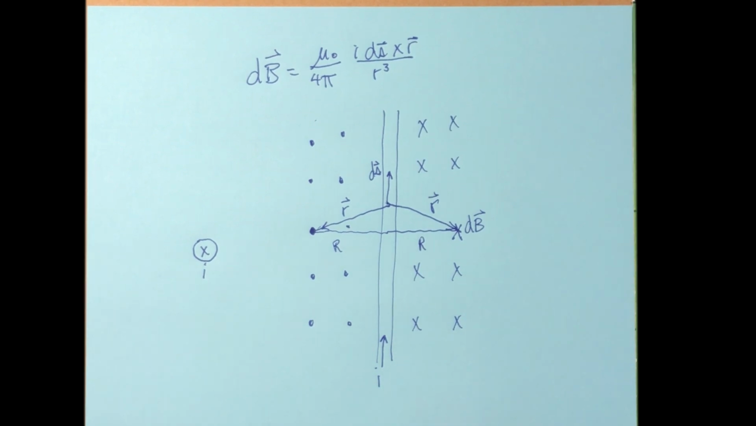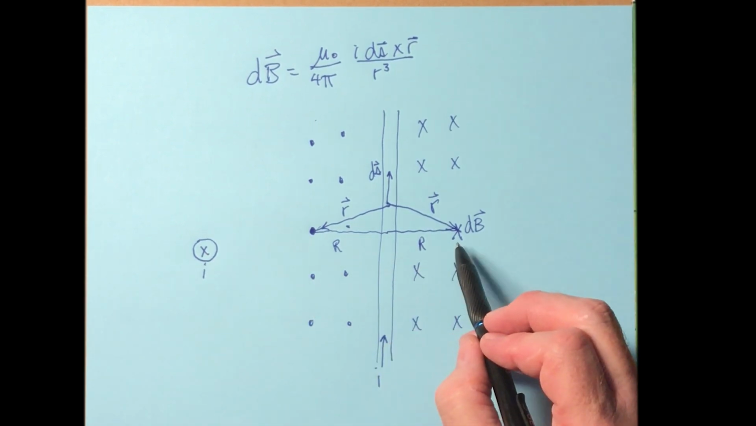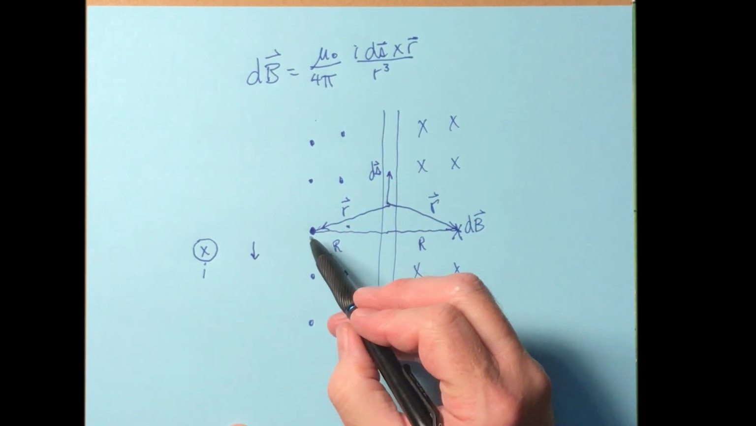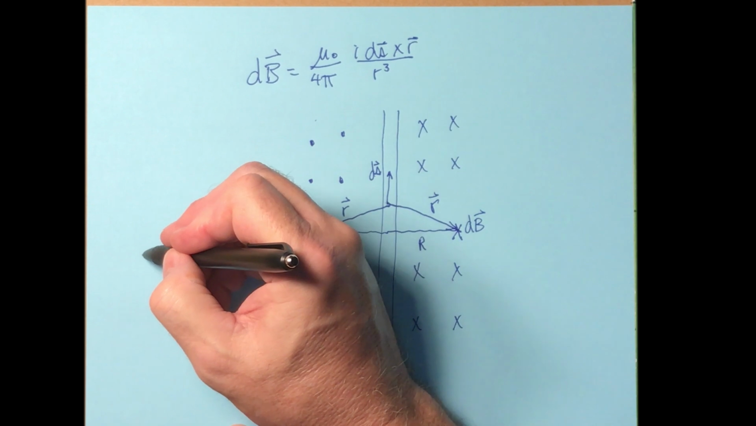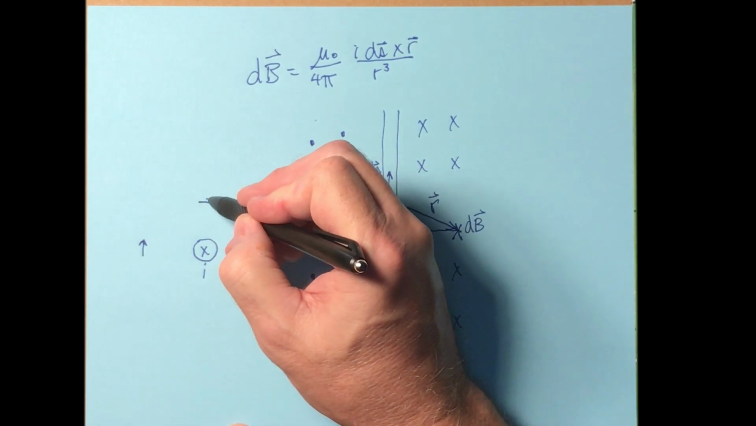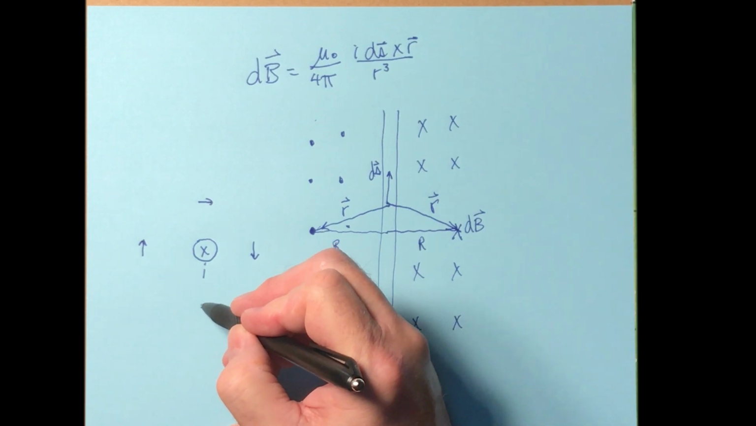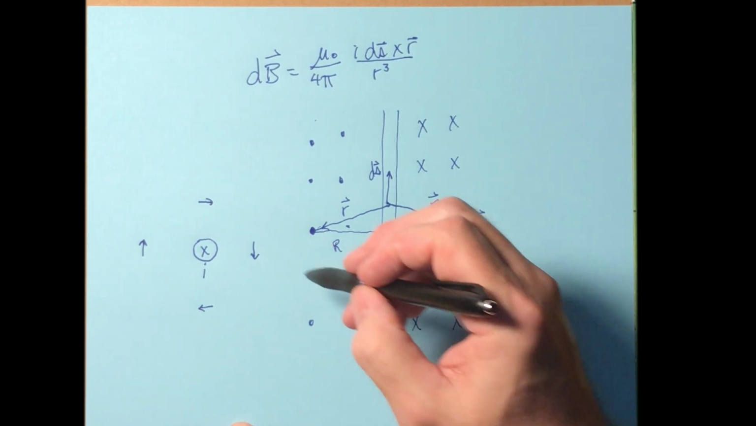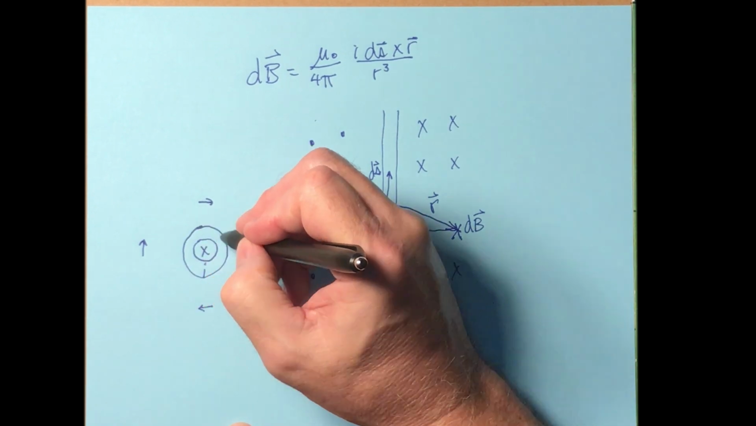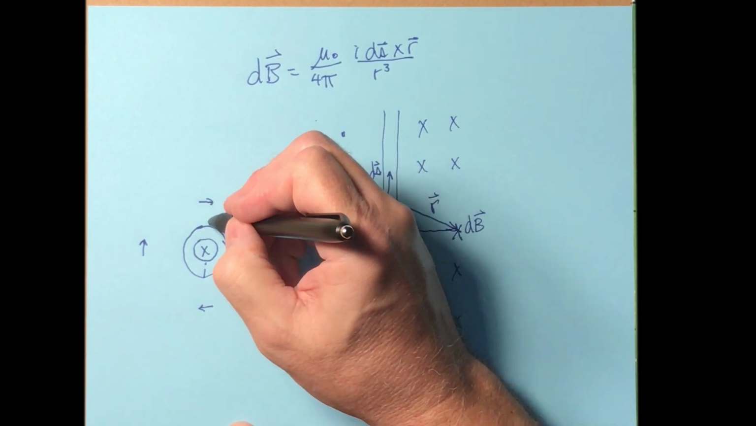All right, so what about over here on the right-hand side? Well, the magnetic field is going down. Over here on the left-hand side, the magnetic field is coming up. Above the wire, the magnetic field is going that way. Below the wire, the magnetic field is going that way. So do you see what we've got? We have the magnetic field encircling the wire, going in that direction.